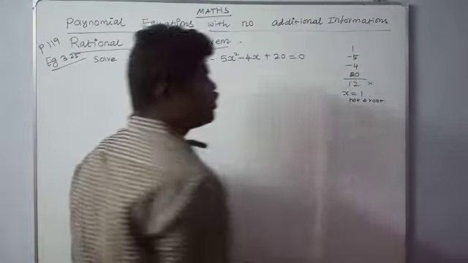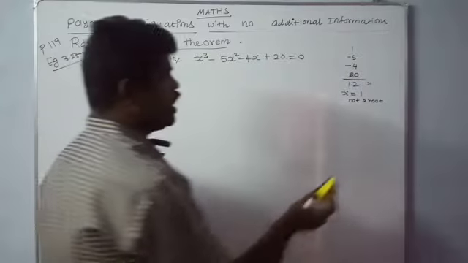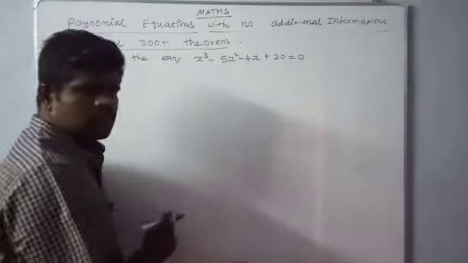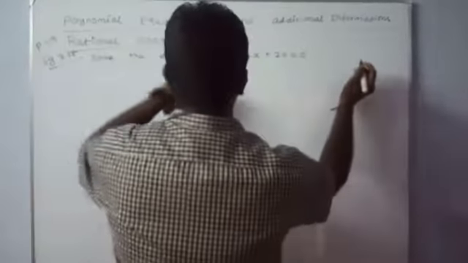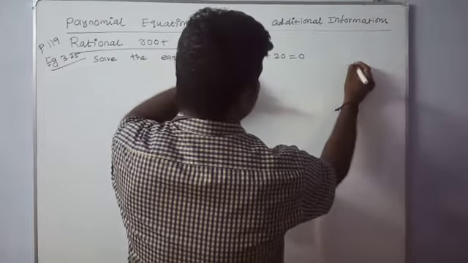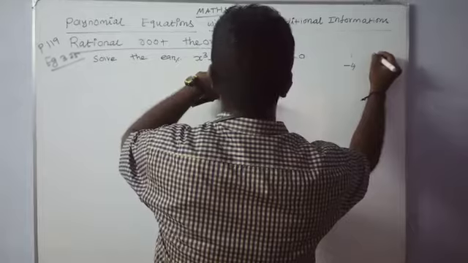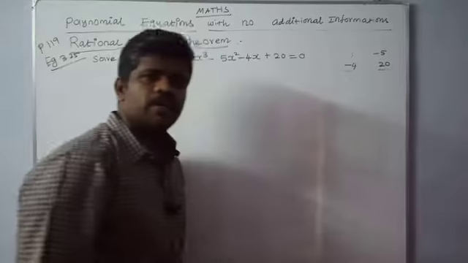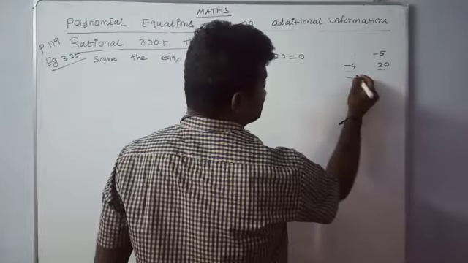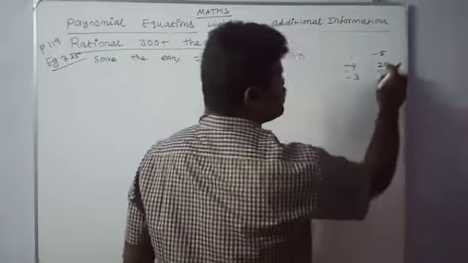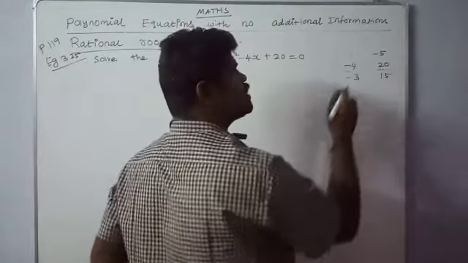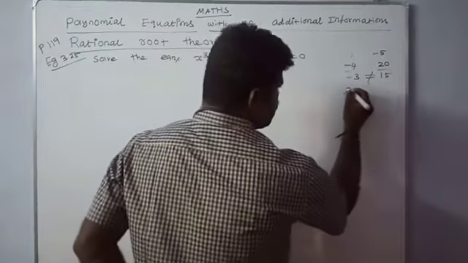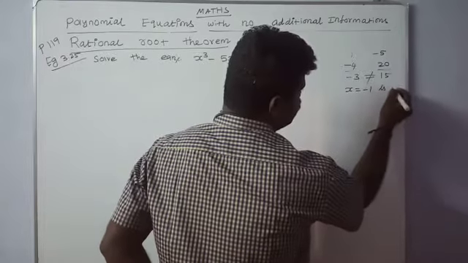Another one we have: suppose x equal to minus 1 is a root, then add the sum of the odd coefficients and the even coefficients. What are the odd coefficients? 1 and minus 4. The even coefficients are minus 5 and 20. Minus 4 plus 1 is minus 3, and 20 minus 5 is 15. These are not equal. So x equal to minus 1 is not a root.